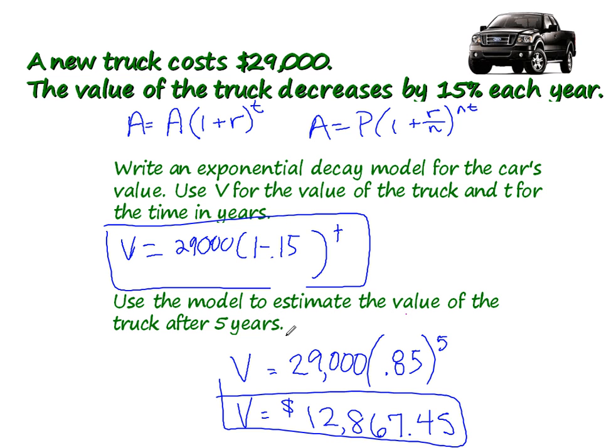And then it asks, well, after 5 years, so I plug in 5 for t, and you might ask, well, where did you get that 0.85? I just simplified this right here. 1 minus 0.15 is 0.85. So it's a little simpler. So this to the power of 5, you need to do that exponent first and then multiply it times 29,000. And your answer is not complete without a dollar sign for talking about money.